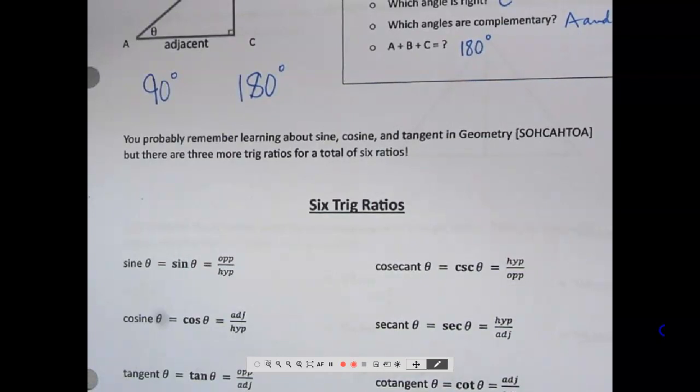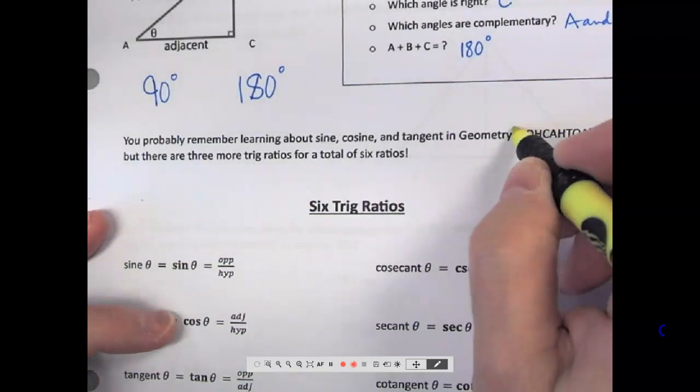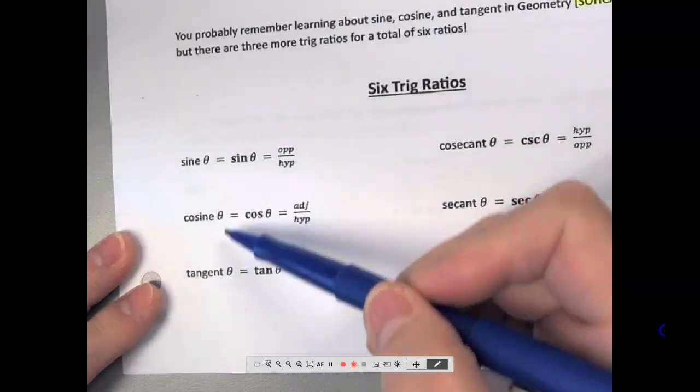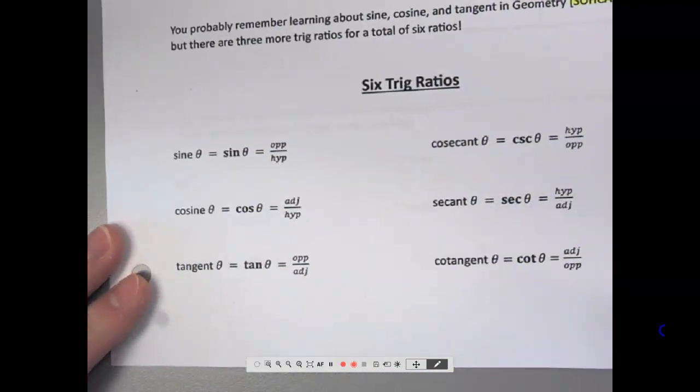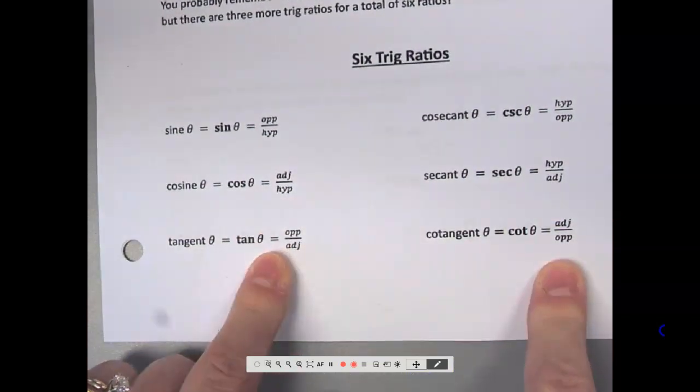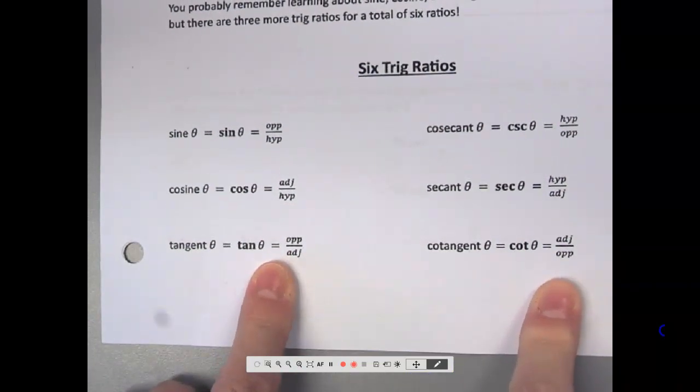Okay, so you probably, hopefully, fingers crossed, remember learning about sine, cosine, and tangent in geometry. Does this ring a bell? SOHCAHTOA? Anybody? Okay, it's a little mnemonic device that we use to help remember what sine, cosine, and tangent are. I'll come back to that in a minute. But in your geometry class, you only talked about those three, sine, cosine, tangent. Did you know that there are actually 6? What? There are 6. So here's your sine, cosine, tangent. But then they each have a, what do we call that? Reciprocals. They all have a reciprocal.